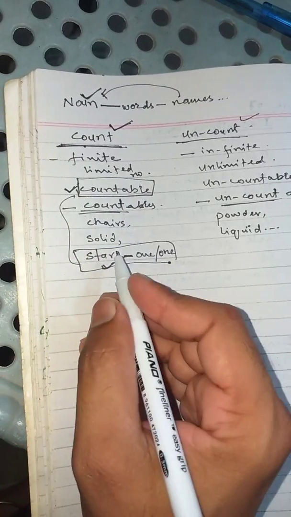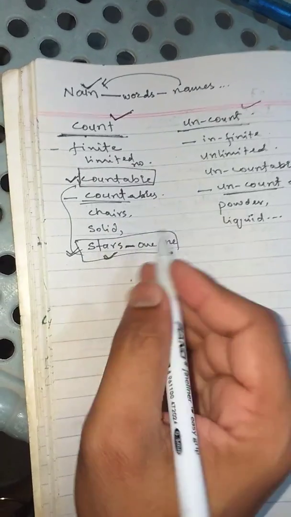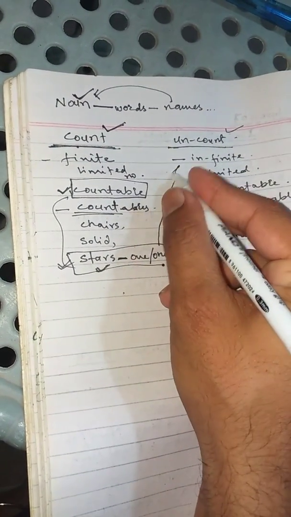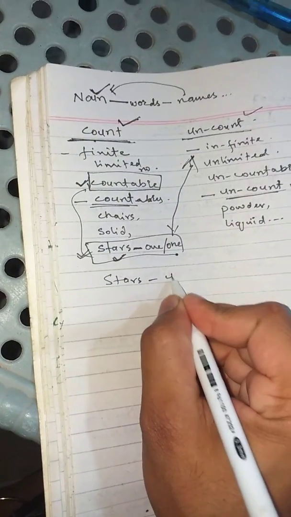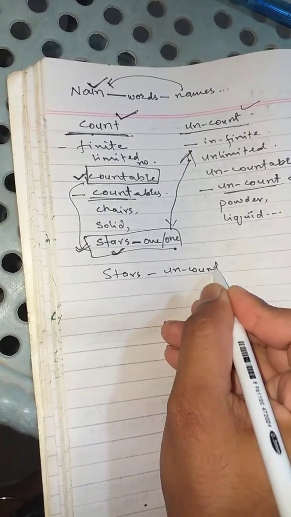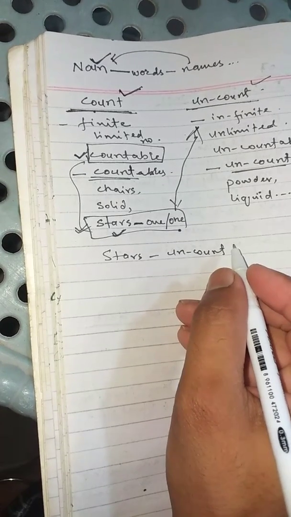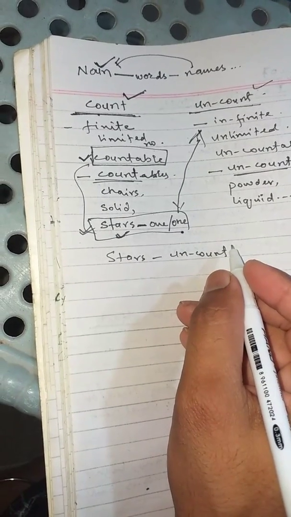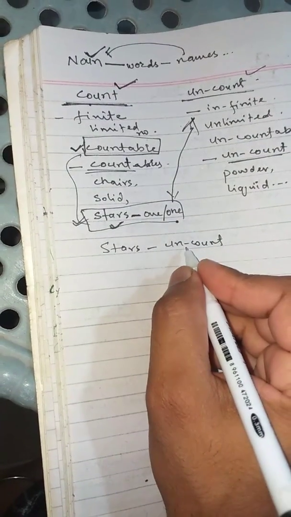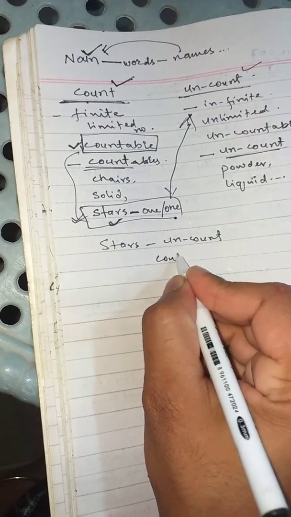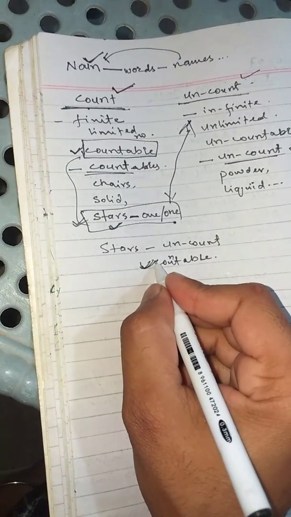So let's move back towards the stars. Stars generally are uncount, which means in number stars are infinite. We can never count all the stars which are present in the sky. So they are unlimited, but they are countable. It means we can separately count these stars.